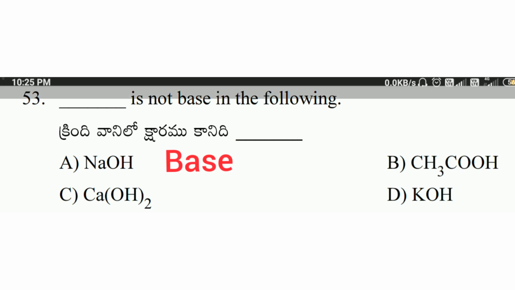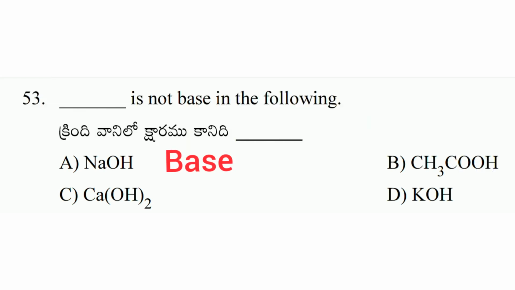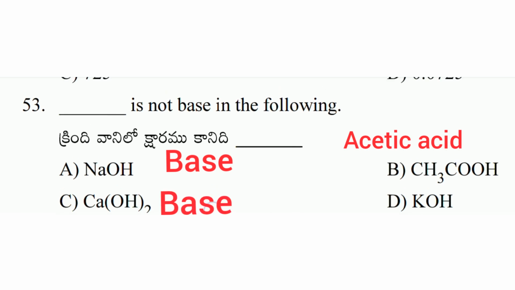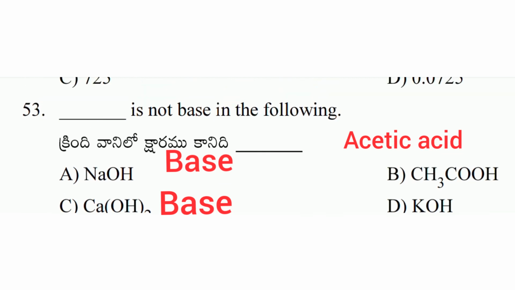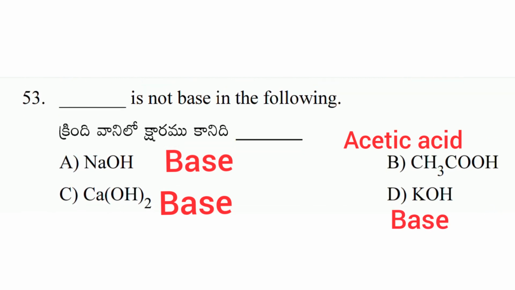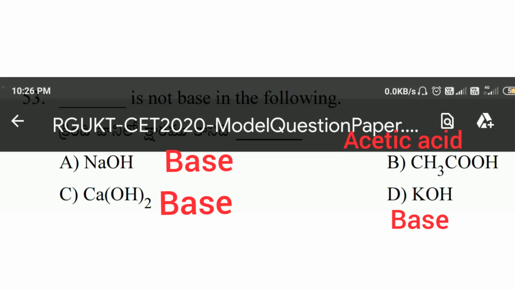And the second one is CH3COOH, this is acetic acid, and it is not a base. The third option is Ca(OH)2, that is calcium hydroxide, and it is also a base. And the fourth option is KOH, that is potassium hydroxide, it is also a base. So our question is dash is not a base, so option B is correct.